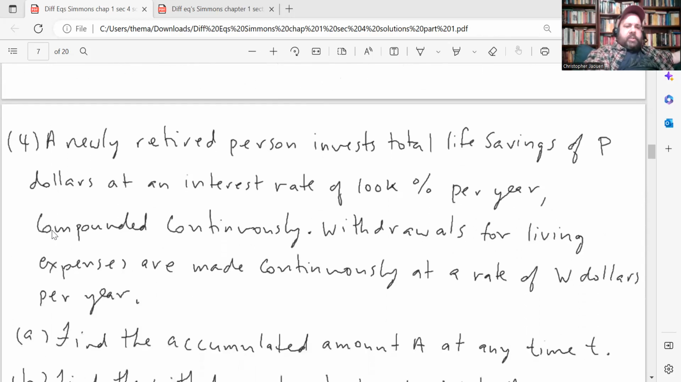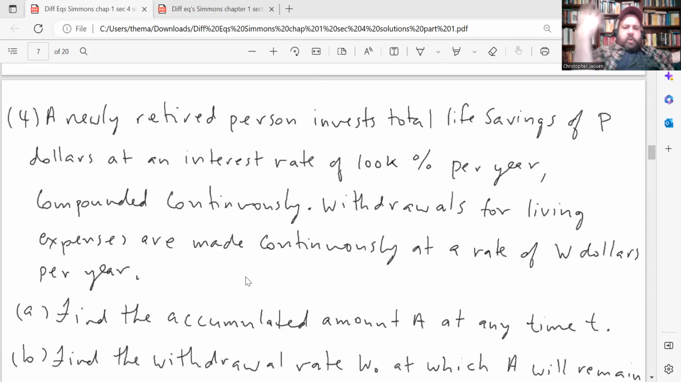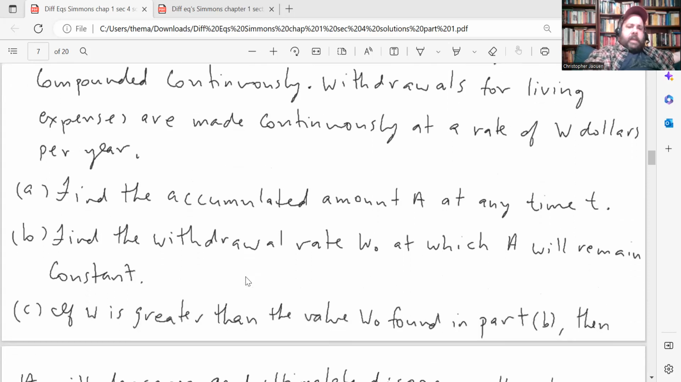Question 4 is very similar, except here, instead of investing, it's sort of like a payout annuity situation where you're withdrawing money from an account that's paying you interest. So anyway, let's read through it. A newly retired person invests total life savings of P dollars at an interest rate of 100% per year, compounded continuously. Withdrawals for living expenses are made continuously at a rate of W dollars per year. Part A asks, find the accumulated amount A at any time T.